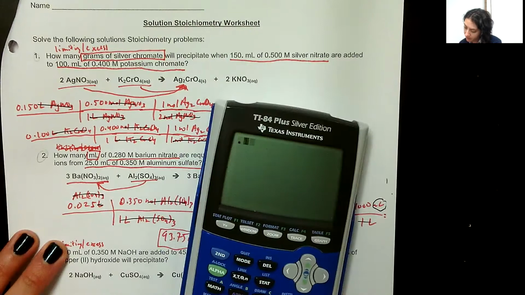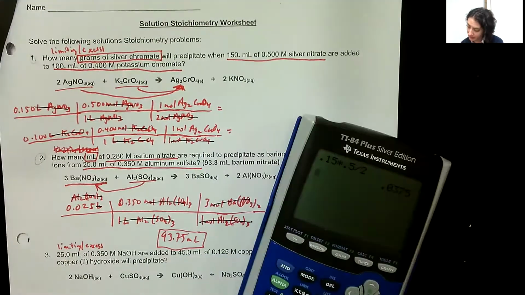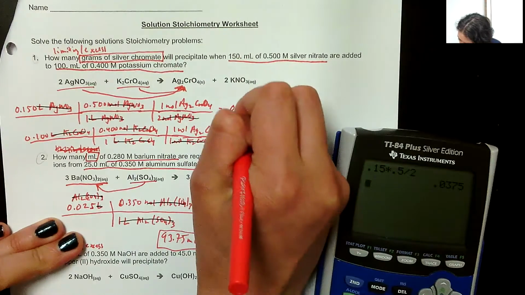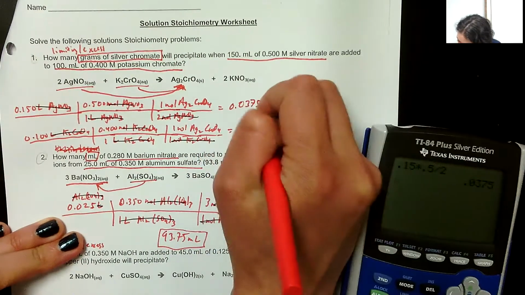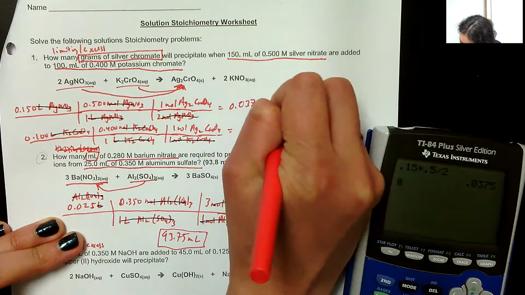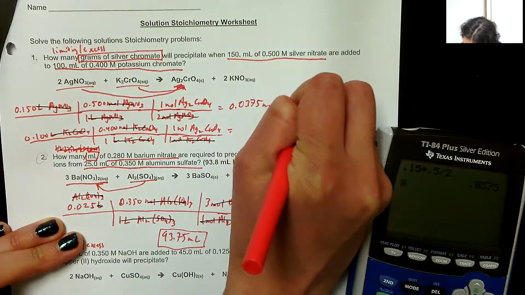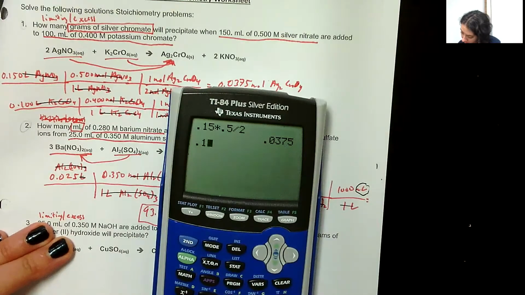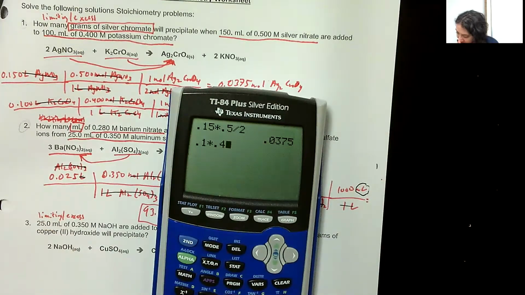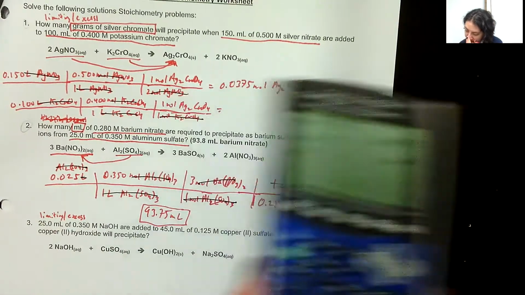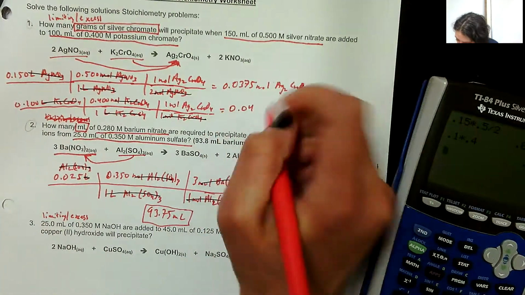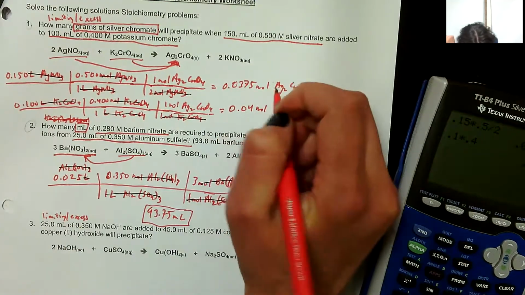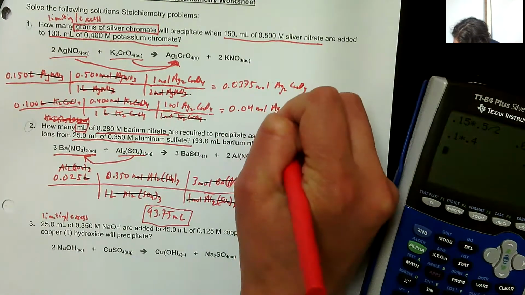Okay, so we've got 0.15, I'm doing the top one here, times 0.5 divided by 2. It's going to be equal to 0.0375, pardon me. So that's going to be moles of silver chromate. And then the other one is 0.1 times 0.4, and that's pretty much it. 0.04. Excuse me, moles of silver chromate.